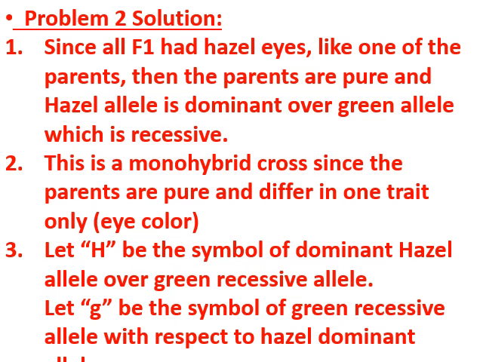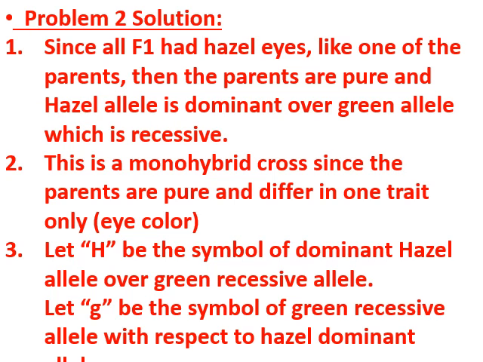Moving to the solution of problem 2. Since all F1 had hazel eyes like one of the parents, then the parents are pure and the hazel allele is dominant over the green allele, which is recessive. What do we call this cross? This is called a monohybrid cross. Why? Because the parents are pure and they differ in only one trait, which is the eye color.